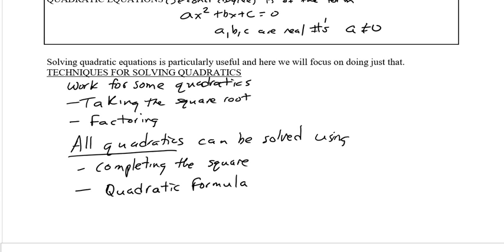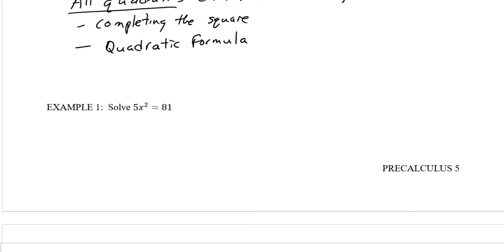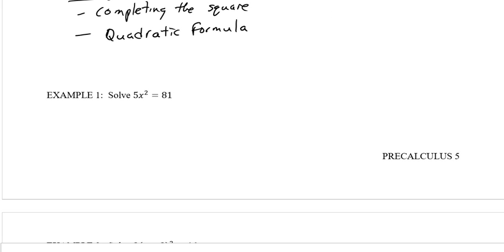So let's look at solving by, not by completing the square, by taking the square root of both sides. Okay. Now we may have to do some earlier work before we get to taking the square root. In other words, we have to get this x squared by itself first. So in the case of this equation in example 1, we would first have to divide both sides by 5, and we would have x squared equals 81 divided by 5. And we're going to leave it like that.